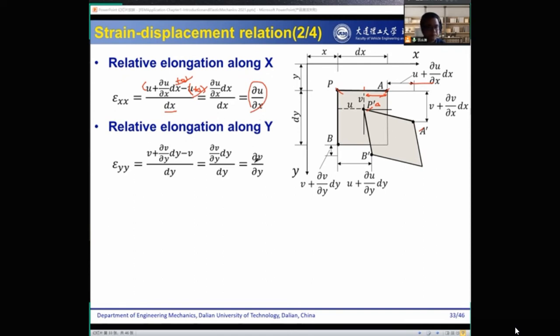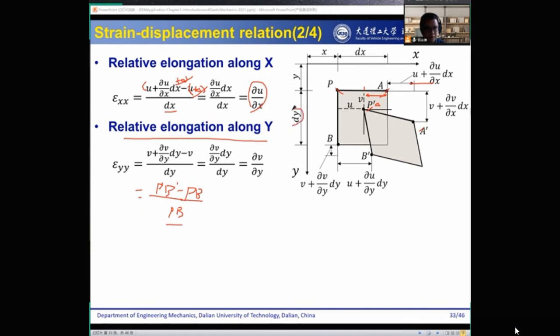Okay, so similarly we can work out the relative elongation along the y direction, which means epsilon yy should be equal to what? To the length of P bar B bar minus PB, divided by the length of PB. Okay, so this is the definition for the strain. This is nothing but the definition for the strain. So then we work out the length of PB. The length of PB is dy.